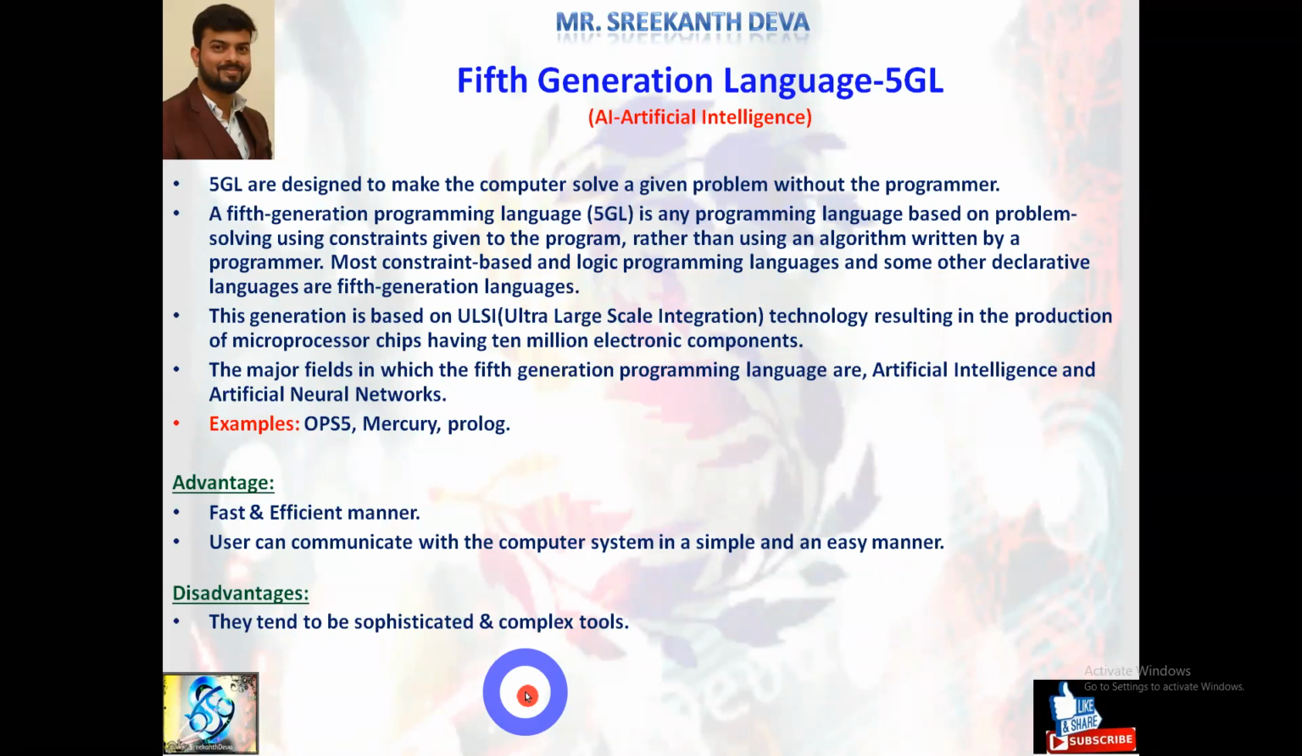Sophisticated and complex programming tools are used in fifth generation languages. These fifth generation languages are used for artificial intelligence and artificial neural networks. Generally we may call it natural language, human understandable languages.